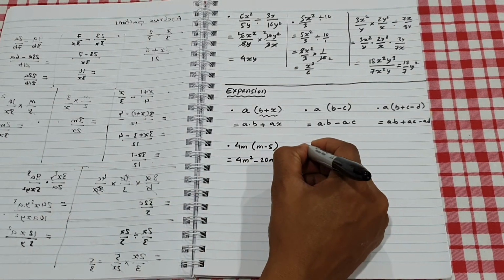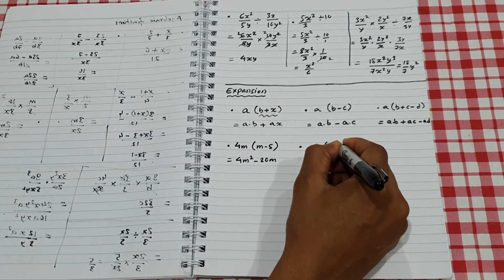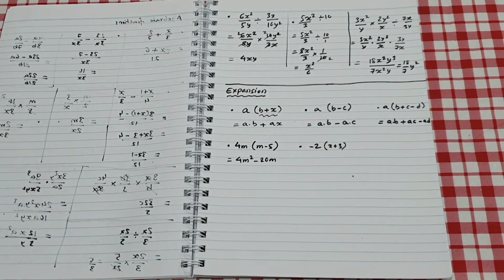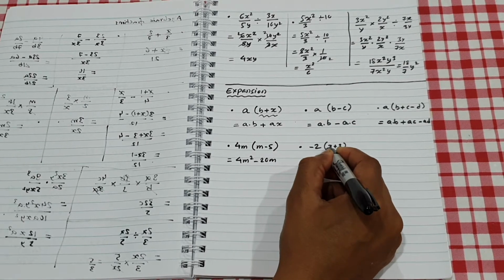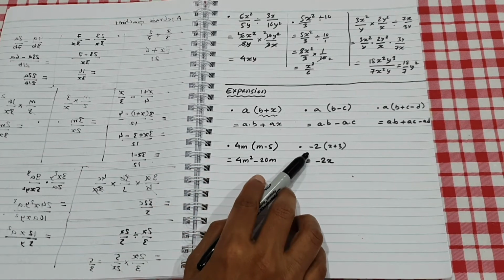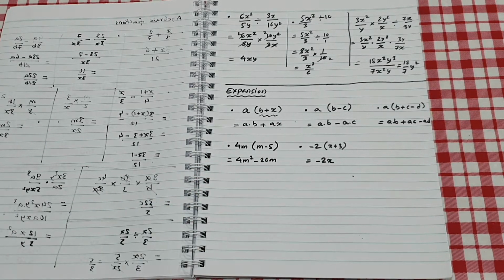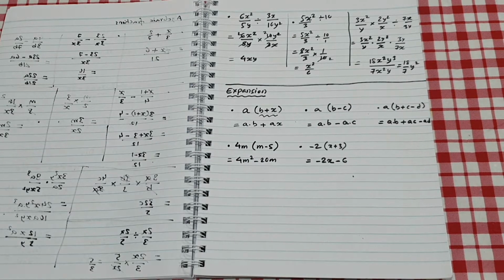Next one. We have to do minus 2(x plus 3). What we have outside the bracket is minus 2. How do we go about it? We take minus 2 times x, so minus 2x. Similarly, we take minus 2 times 3. Minus times a positive number will give you a negative number. So minus 6. That is your expanded answer to this question.